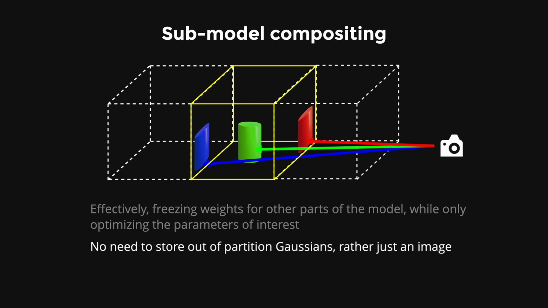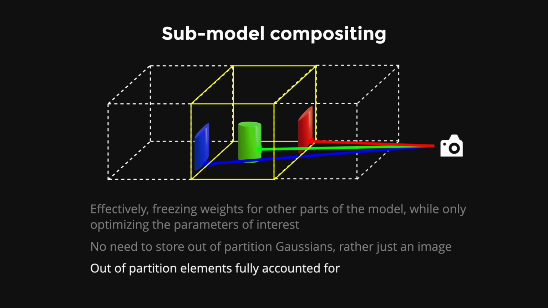Moreover, for these frozen partitions, we don't actually need to load the parameters into graphical memory. Instead, it's just one single photograph. Compared to loss masking, the content in the other partitions is fully accounted for and alpha blended just like how it would be if it were actually there. Therefore, artifacts to do with translucent objects that we previously mentioned should no longer be an issue.